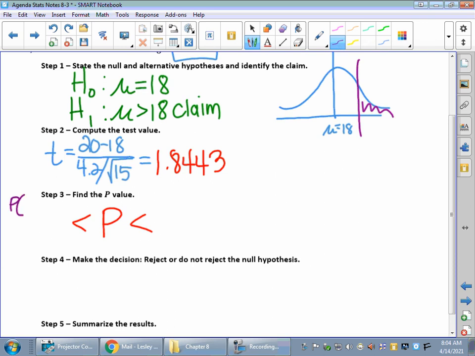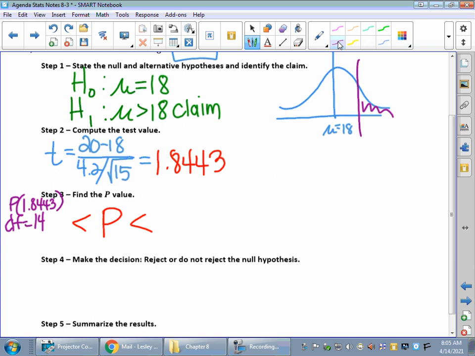So I do 1.8443 with my degree of freedom as 14, right? Because my sample size was 15. So I'm going to go into my table. At degree of freedom 14, it's a one-tailed test. So let's see, 14, 1.8443 is going to be somewhere in between 1.761 and 2.145. I go up for a one-tailed test, and it looks like it's between a 0.05 and a 0.025.